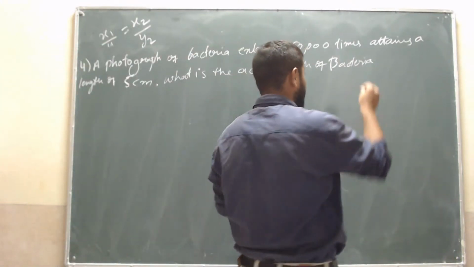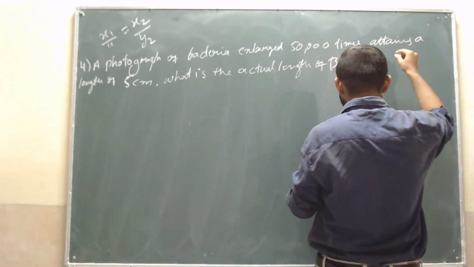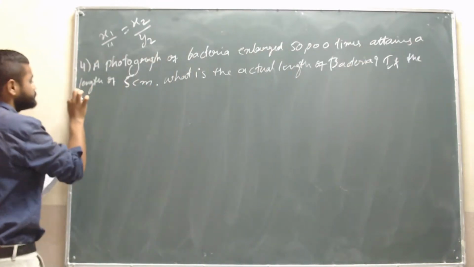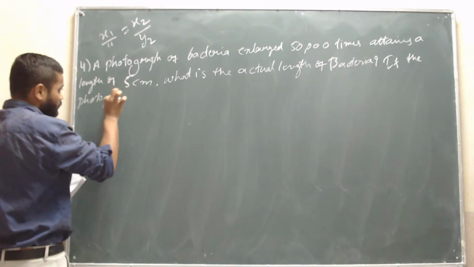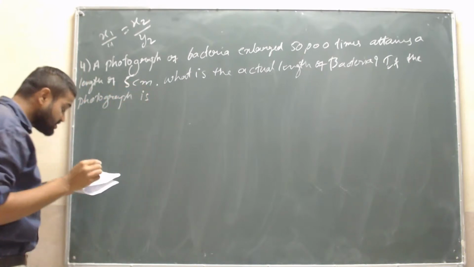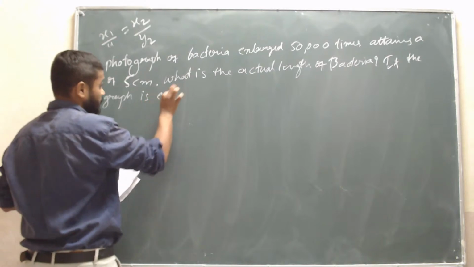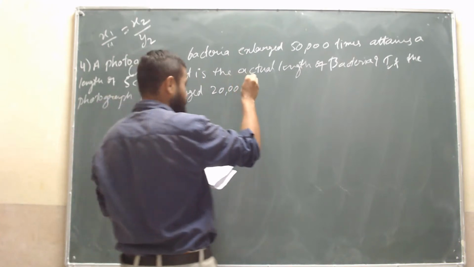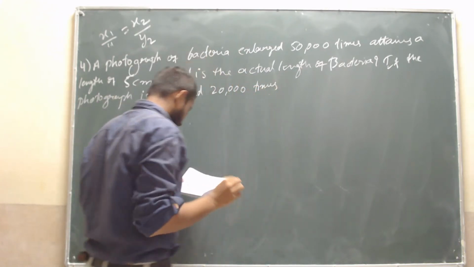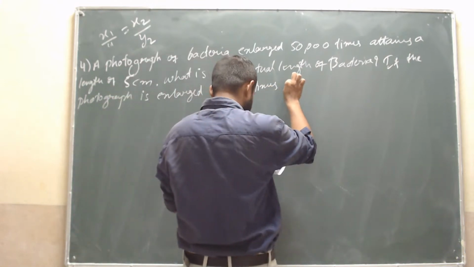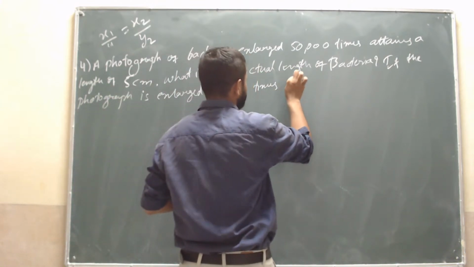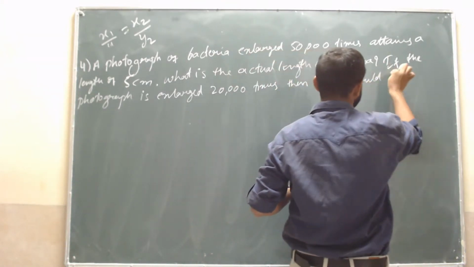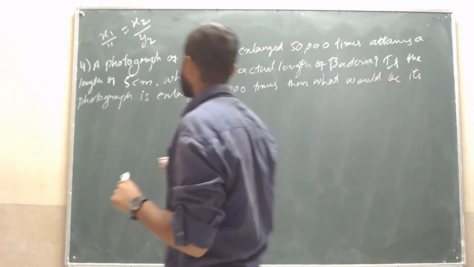And one more thing, the second one: if the photograph is enlarged 20,000 times, then what would be its enlarged length?